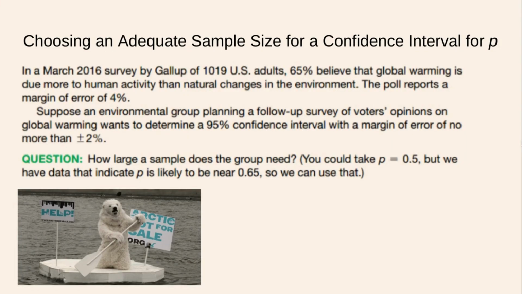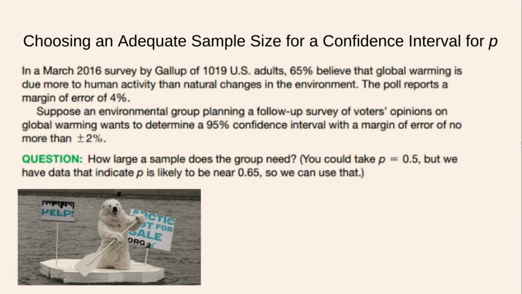So let's apply our new formula. In a March 2016 survey by Gallup of 1,019 U.S. adults, 65% believe that global warming is due more to human activity than natural changes in the environment. The poll reports a margin of error of 4%. Suppose an environmental group was planning a follow-up survey of voters' opinions on global warming and wants to determine a 95% confidence interval with a margin of error of no more than plus or minus 2%.